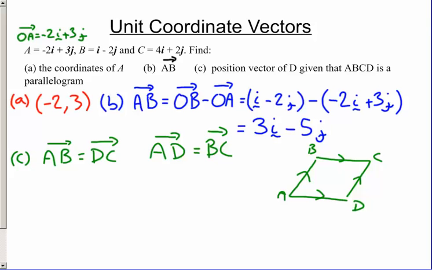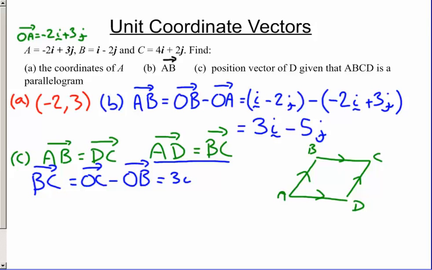But we want the position of D, and we're going to use this information here. So let's use this one over here. AD is equal to BC. So we can find BC. BC is equal to OC minus OB, which is equal to 3i plus 4j when we work it out. And BC is equal to AD, so this is also AD.